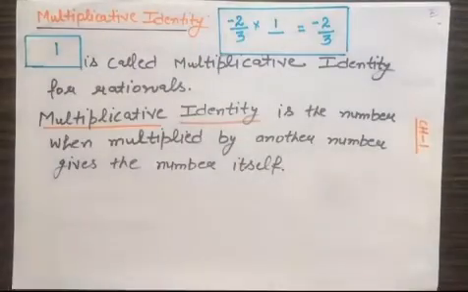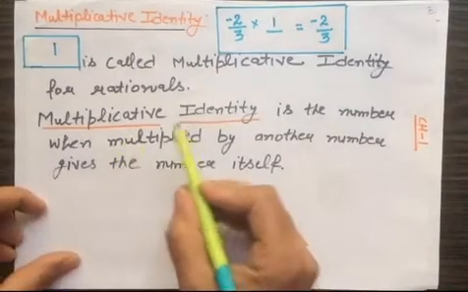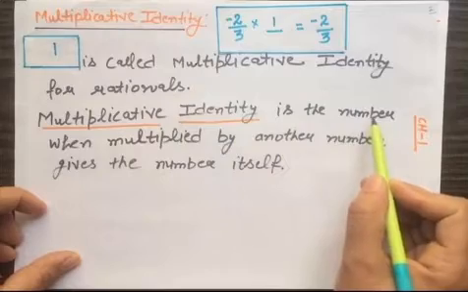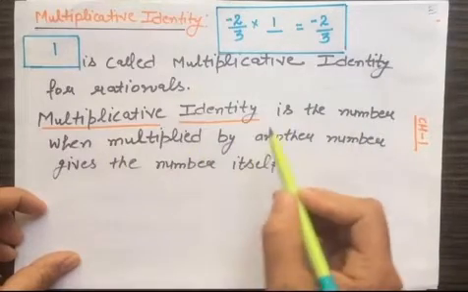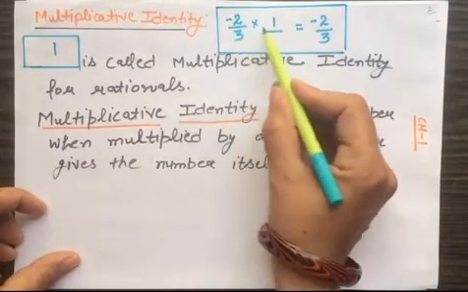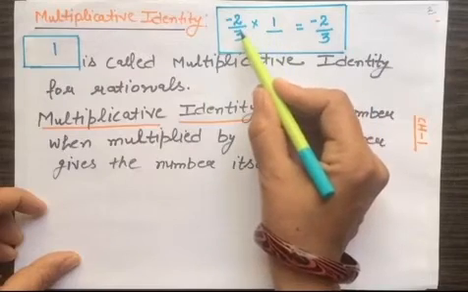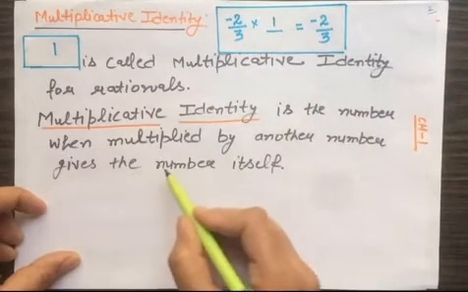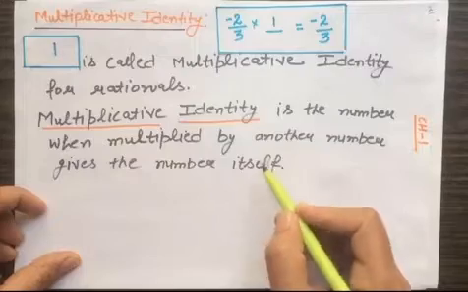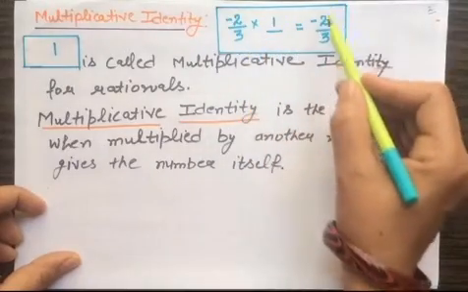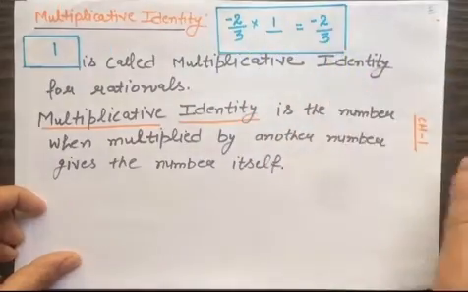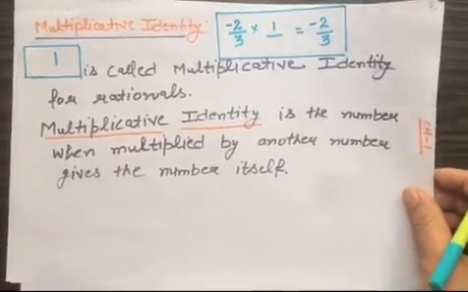Let us define multiplicative identity. Multiplicative identity is the number which, when multiplied by another number, gives the number itself. Next is additive inverse.